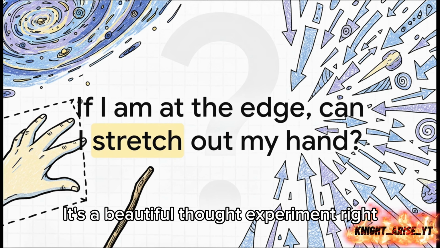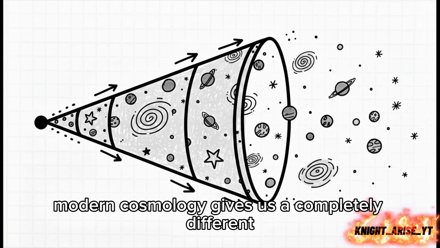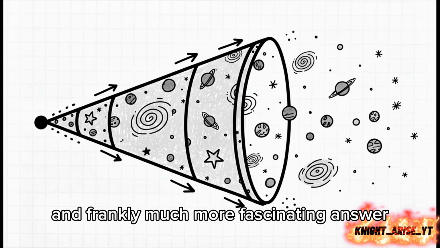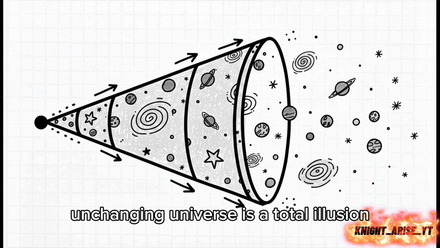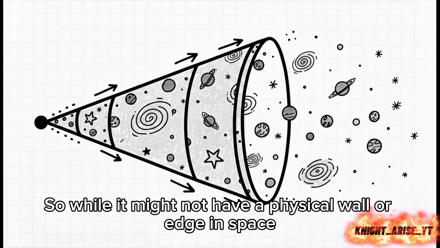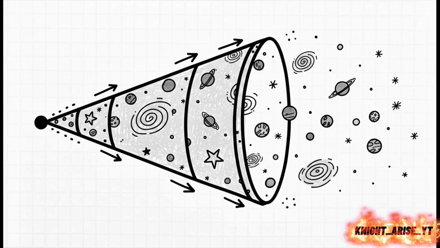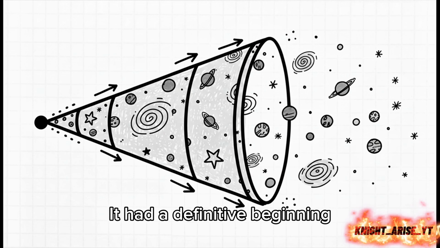It's a beautiful thought experiment, right? But is it actually true? Well, modern cosmology gives us a completely different and frankly much more fascinating answer. The idea of a static, eternal, unchanging universe is a total illusion. Our universe is evolving. It is expanding. So while it might not have a physical wall or edge in space that you can just reach out and touch, it absolutely has an edge in time. It had a definitive beginning.